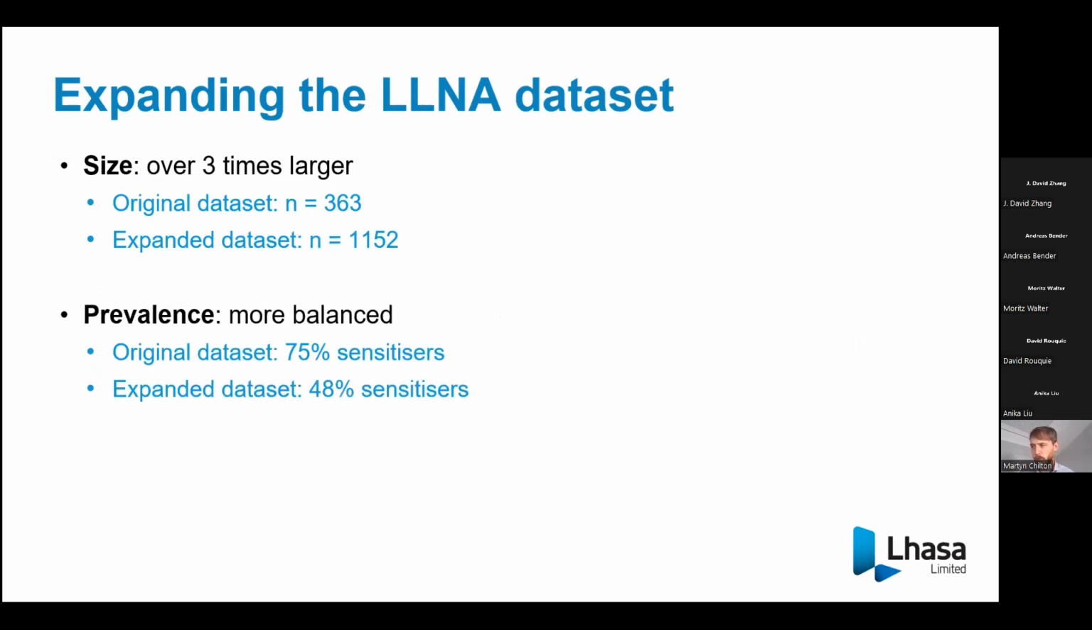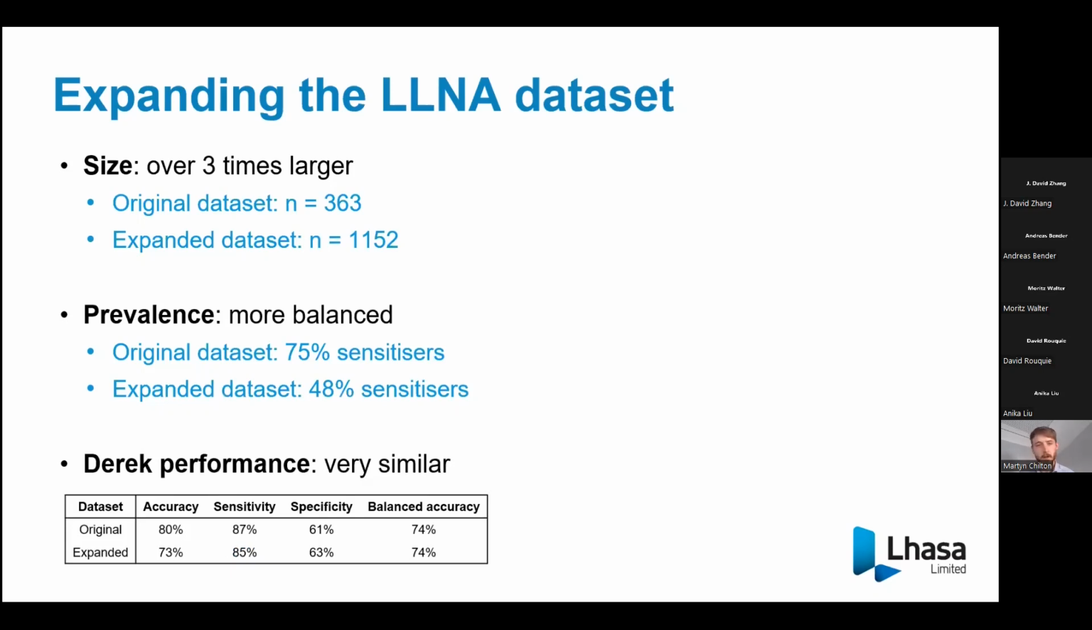There was actually a more balanced prevalence of sensitizers to non-sensitizers in the data set. We didn't set out to change the prevalence, it's just an aspect of the data that we collected. So our data set was approximately balanced in terms of sensitizers and non-sensitizers. We checked how well the in silico model, the structural alerts, performed against this data set. And pleasingly, even though we tripled the size of it, the performance hasn't reduced drastically. So that was good to see.